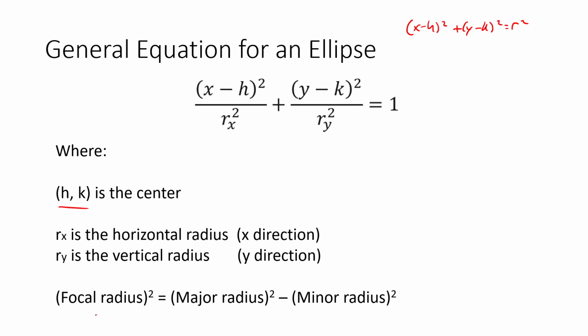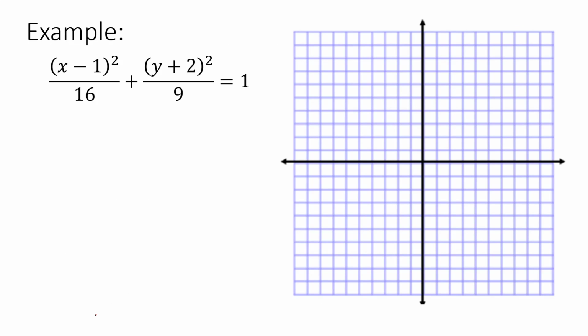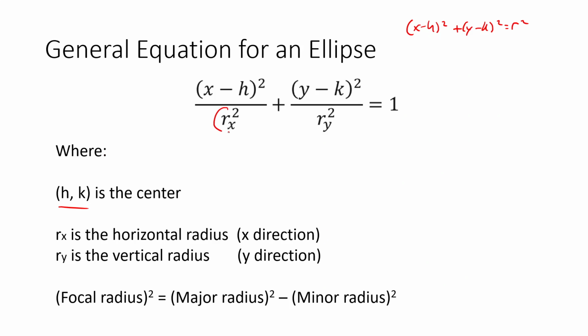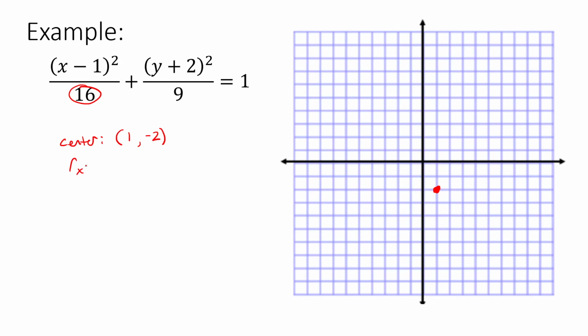So the first thing we might ask you to do is to graph something like this, that's already in general form. And so the first thing you would do is you list your center. And just like for circles, you do the opposite. So we'll go ahead and put that on the graph, 1 comma negative 2, put a dot. And then we'll take our 16, and what that corresponds with is r x squared. So r x is going to be 4, and r y is going to be 3.